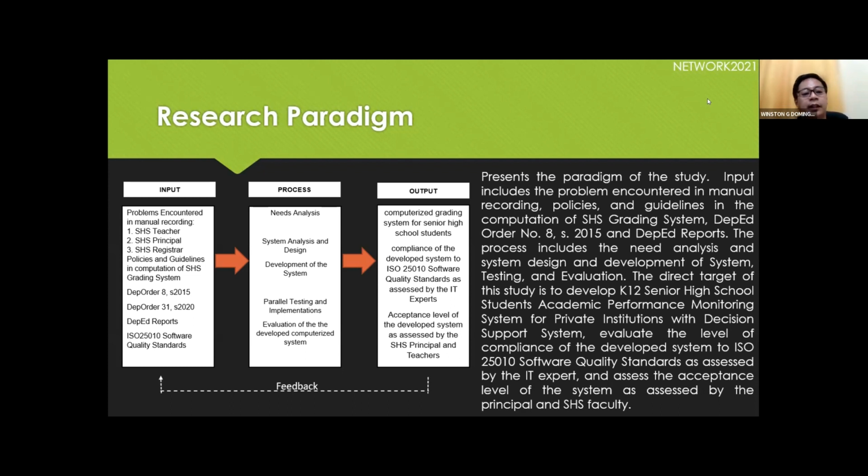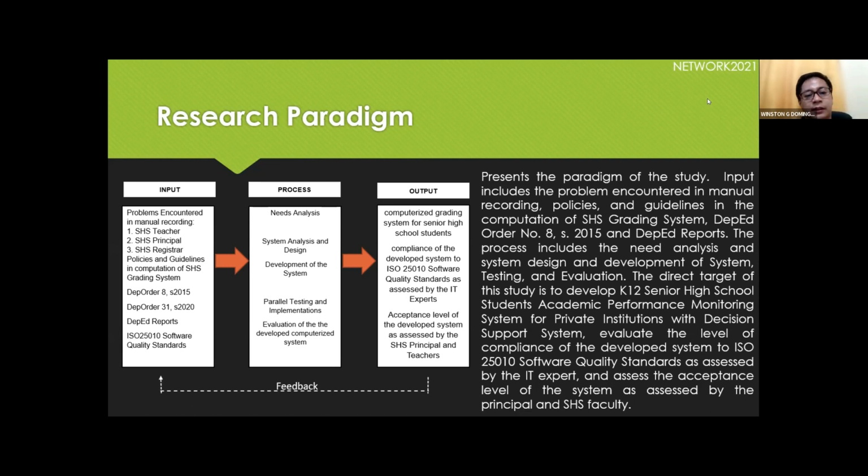What are the policies and guidelines in the computation of senior high school grades, following DepEd Order number 8, series of 2015, and DepEd Order number 31, series of 2020, which is the updated order released by the DepEd last December 31, 2020? And what are the DepEd reports submitted by the teacher to the principal, the reports submitted by the principal to the registrar, and even the reports submitted by the school to the division office of the DepEd?